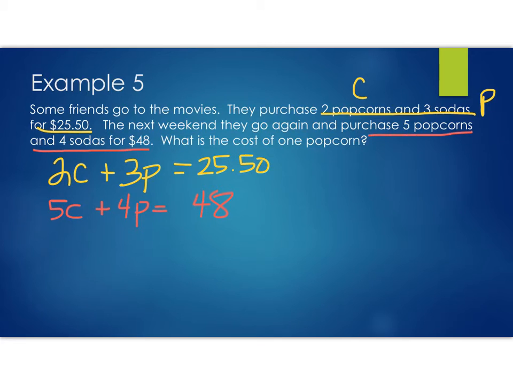So once we have the equations written, this is very similar to the kind of problem that you guys just did. So we need to cancel out one of the variables. We don't have a coefficient of 1 in front of either one of these, so we can cancel out either variable. I'm going to cancel out the p's this time. So I know 3 and 4 both go into 12. So I'm going to multiply this top equation by 4.